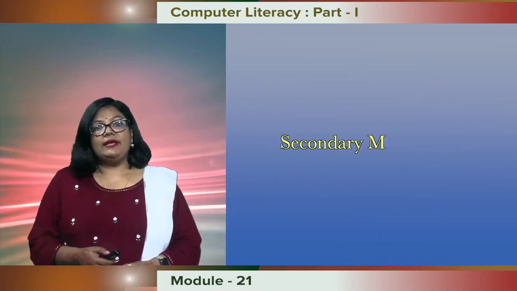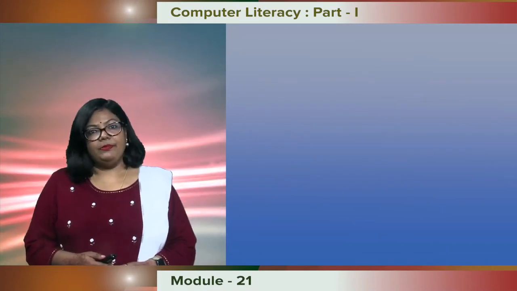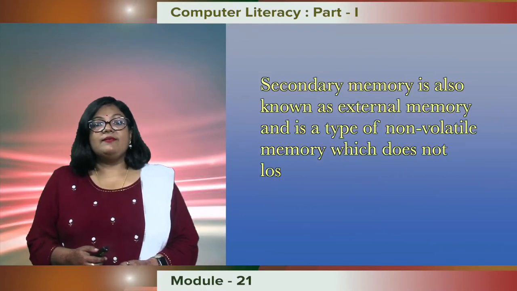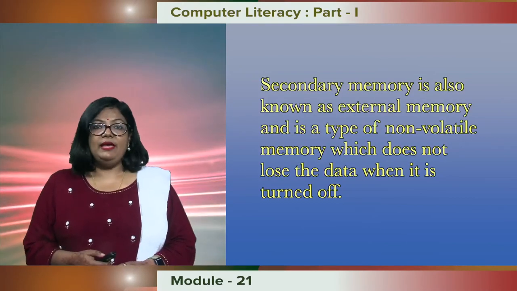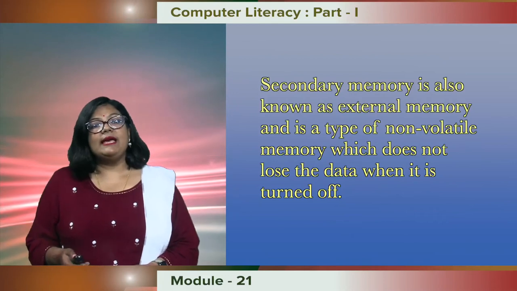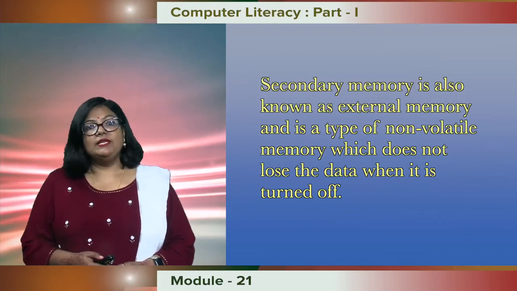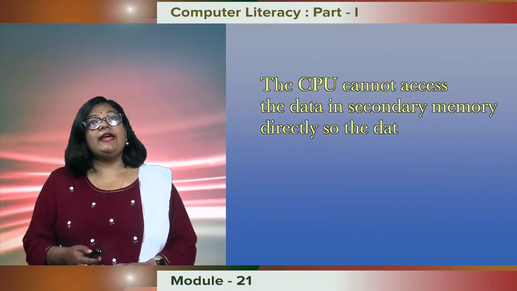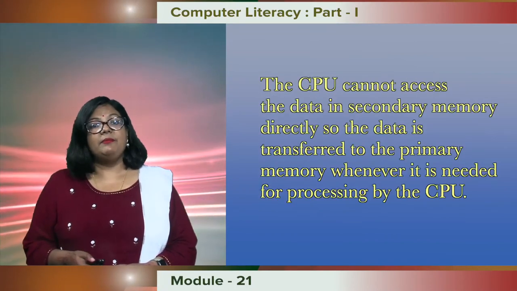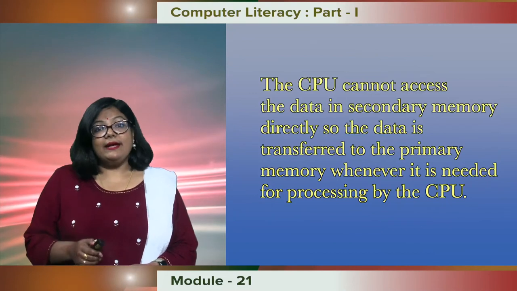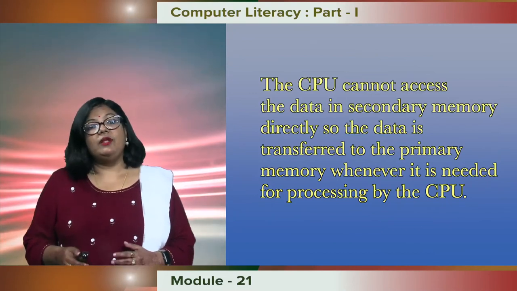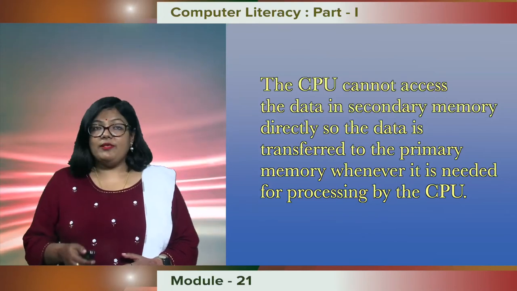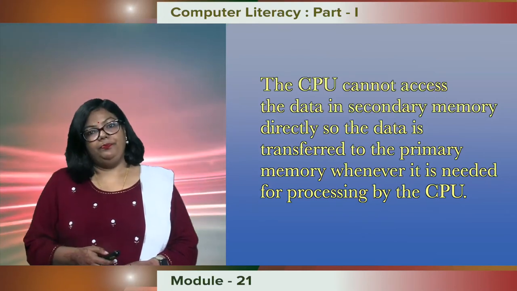Next, let us look at secondary memory. Now, what is secondary memory? Secondary memory is also known as external memory and it is a type of non-volatile memory which does not lose the data when it is turned off. The CPU cannot access the data in the secondary memory directly, so the data here needs to be transferred to the primary memory wherever it is needed for processing by the CPU.